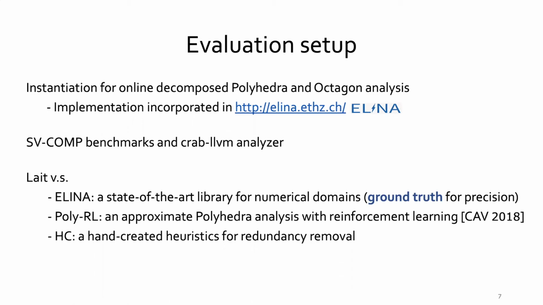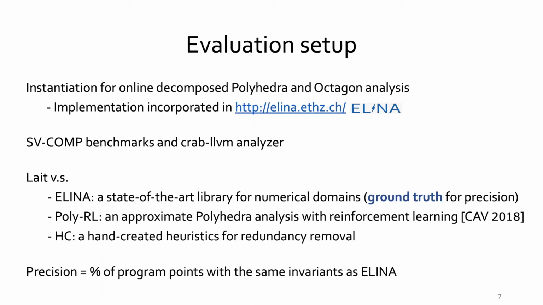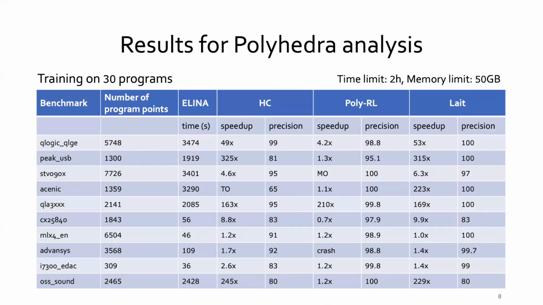The second is Poly-RL, an approximate Polyhedra analysis with reinforcement learning. The third is HC, a hand-crafted heuristic based on online decomposition for redundancy removal. Precision of the inferred invariants is measured by the percentage of program points where the inferred invariants are the same as ELINA. We first present the results for Polyhedra analysis. We train Lait on 30 programs and show the testing results on 10 programs here.